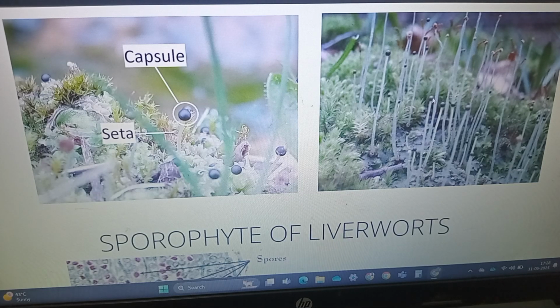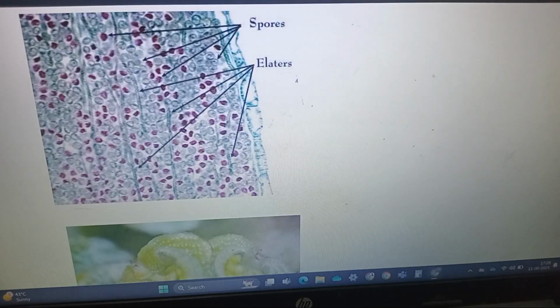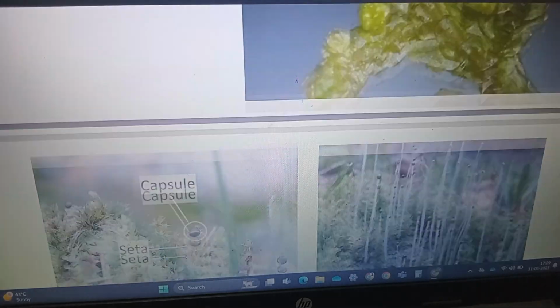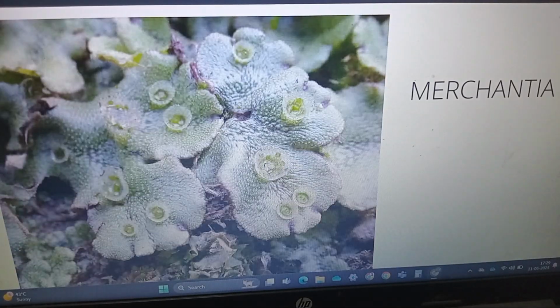In this capsule, the spores will be produced by meiosis, which will be released, and there are specific mechanisms, the elaters are present, by which these are released. The spores will germinate to again make this body of the liverwort, which is a gametophyte. So here we remember that in Bryophyta the spores germinate to produce gametophyte and the main body is gametophyte.